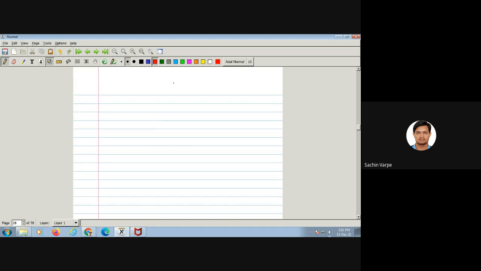Then in unit number 5, that is vector integral calculus, we have seen mainly the definition of line integral, which is integration over the curve C of f bar dot dr bar.